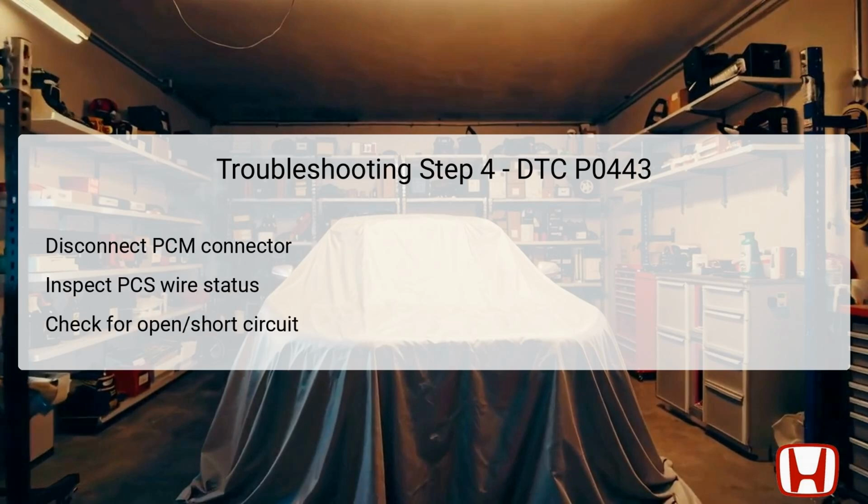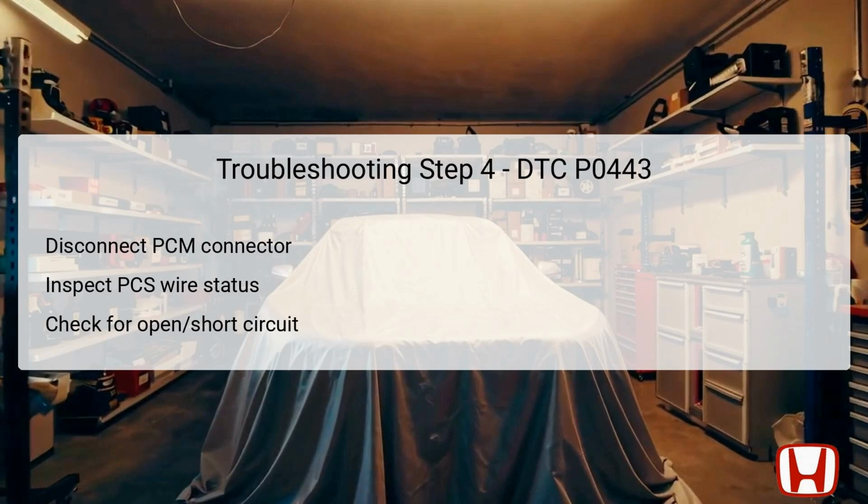The fourth step in troubleshooting DTC P0443 requires disconnecting the PCM Powertrain Control Module connector. This step is necessary because we need to verify the status of the PCS Purge Control Signal wire, which is integral for the proper functioning of the Evap Canister Purge valve. Prior to disconnecting, it is essential to jump the SCS Service Check Signal line using the HDS Honda Diagnostics system and to wait for more than 1 minute to ensure a proper reset of the system.